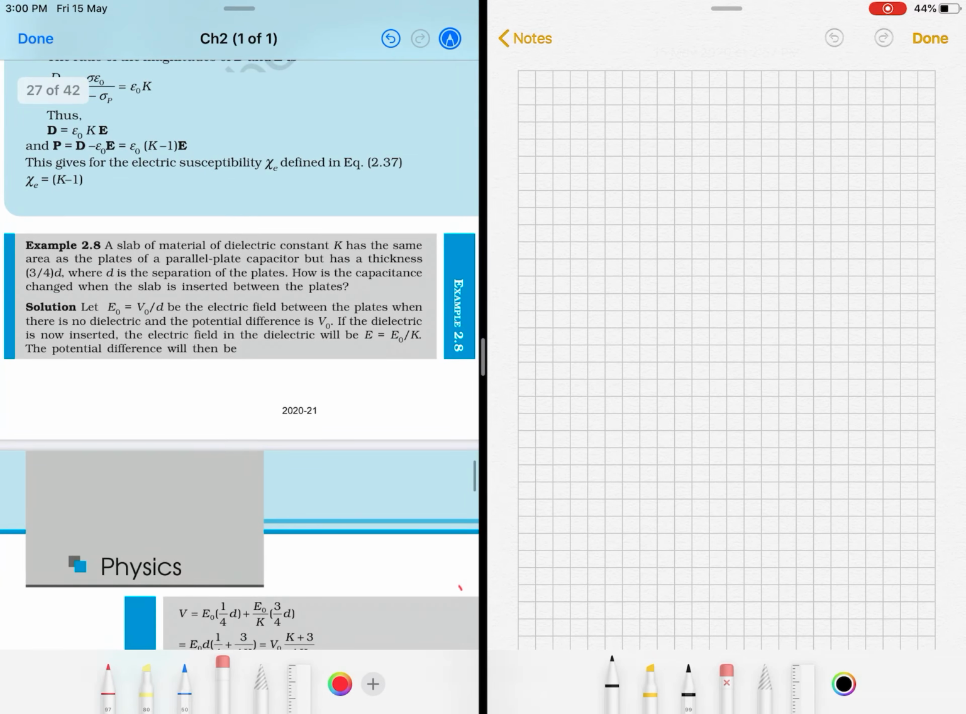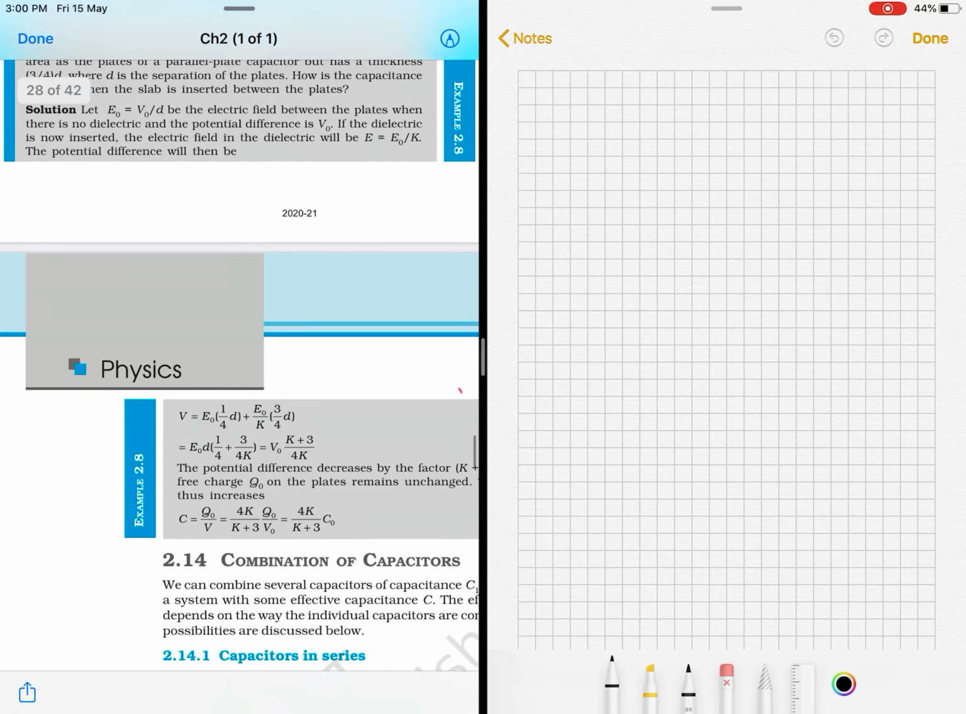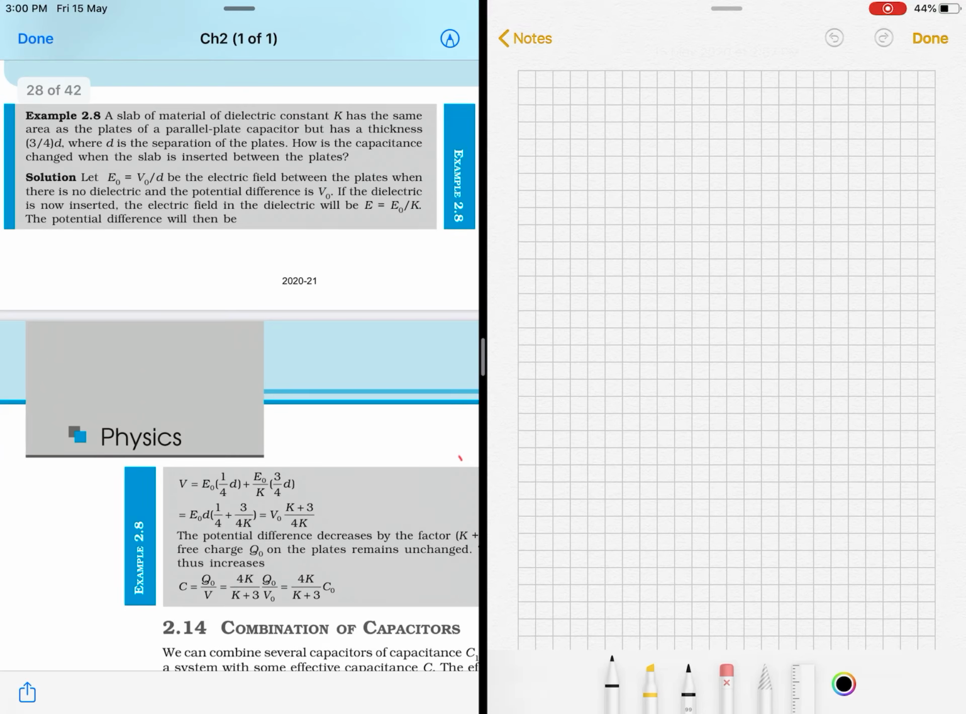Example 2.8: a slab of material of dielectric constant K has the same area as the plate of a parallel plate capacitor but has a thickness 3 upon 4 t. So initially, in this question, we have a parallel plate capacitor without dielectric. The area of the plate is A and the separation between the plates is D. So C naught is equal to epsilon naught A by D. This is the formula for the capacitance.